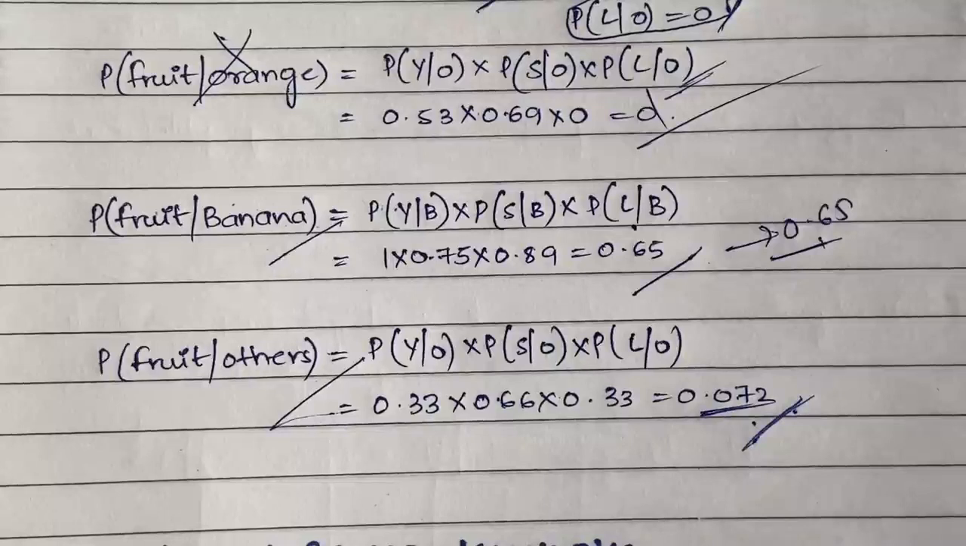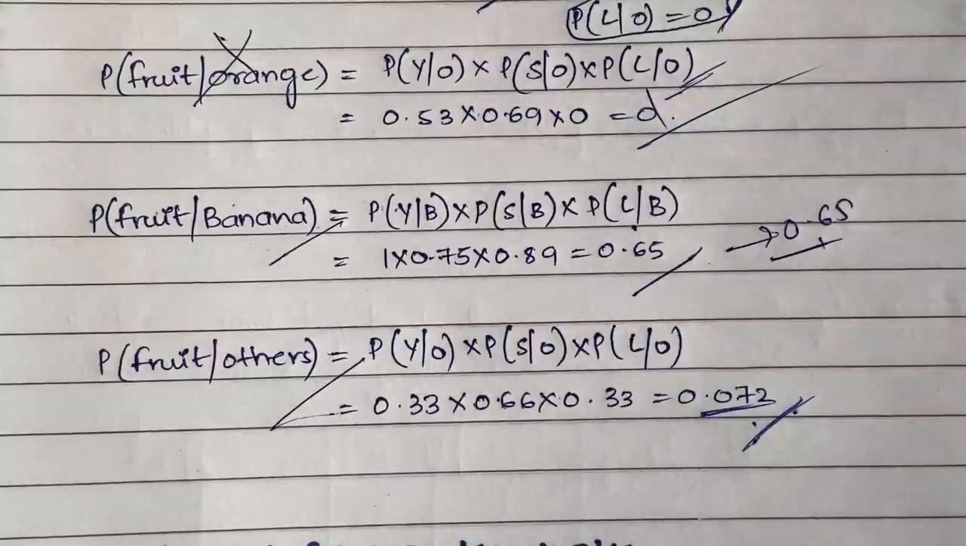Okay, done. So this is how you need to do the naive Bayes classification. This is how naive Bayes classification goes on. Okay, so first you need to calculate the probability of each and every attribute. Then you need to multiply the probabilities of all the attributes in order to get the final probability, and then you should compare the final probabilities.